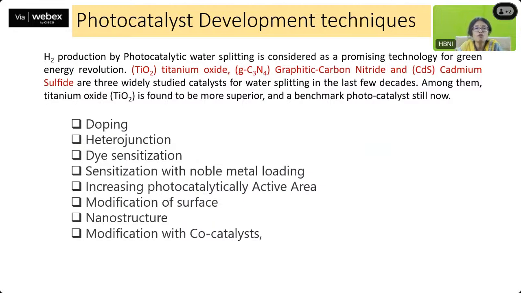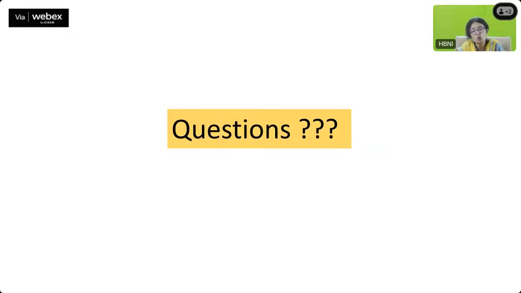So what are the different methods by which you can improve the photocatalytic properties? It is by doping, by forming heterojunctions, by dye sensitization techniques. You can sensitize it also with noble metal loading. You can increase the photocatalytic active area. You can modify the surface. You can do nanostructuring, or you can modify it using different kinds of co-catalysts.